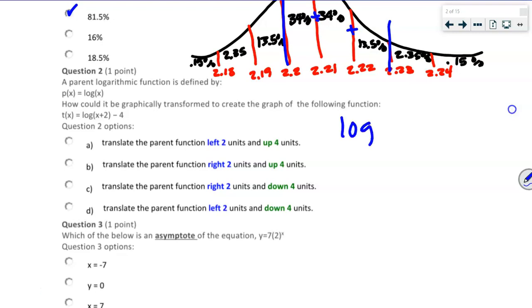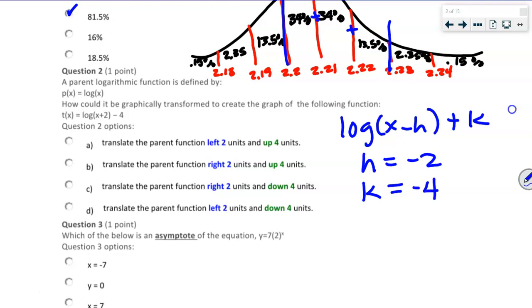So if we say log of x minus h plus k, remember h has to do with moving left and right. And in this case, our h will be equal to -2. And our k has to do with moving up and down. And we got a minus 4 here. So this means that our graph moves 2 left and 4 down, which is that choice right there.